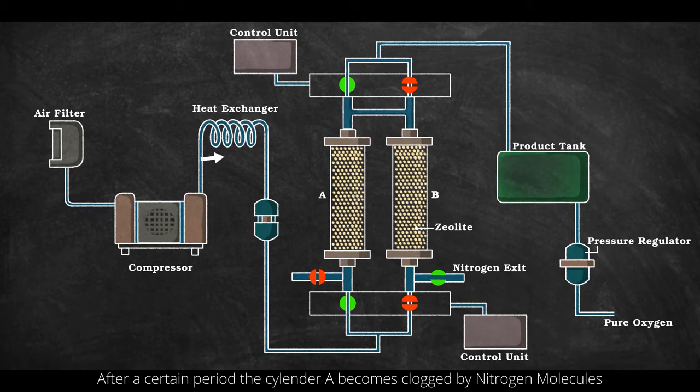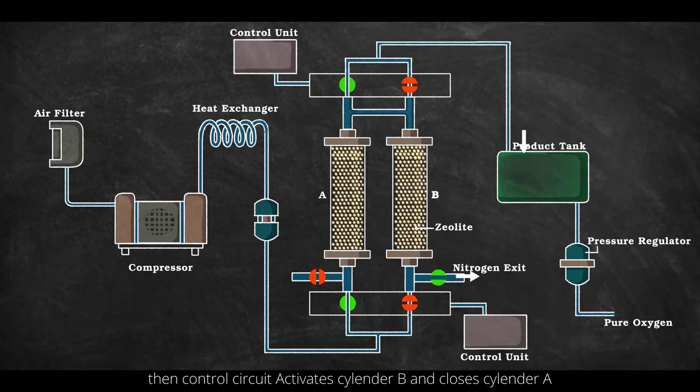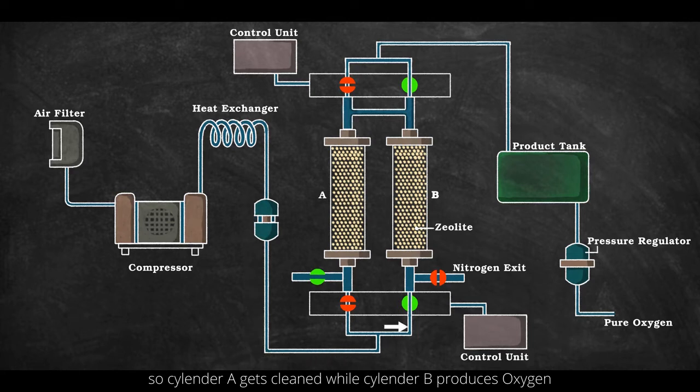After a certain period, the cylinder A becomes clogged by nitrogen molecules. Then, control circuit activates cylinder B and closes cylinder A. So, cylinder A gets cleaned while cylinder B produces oxygen.